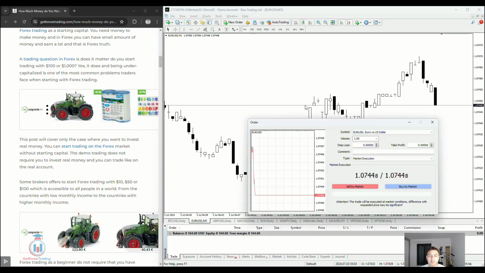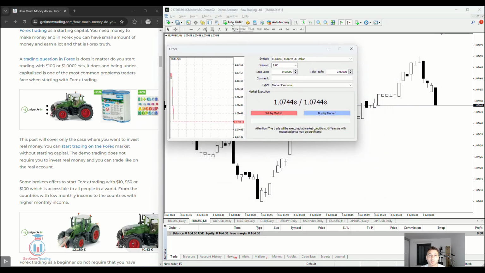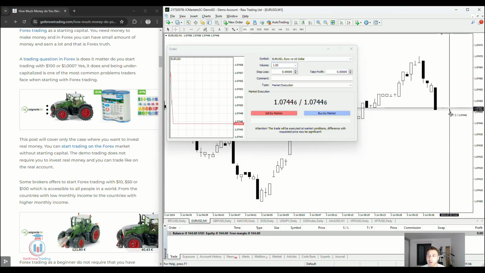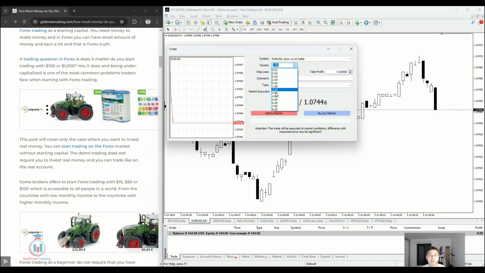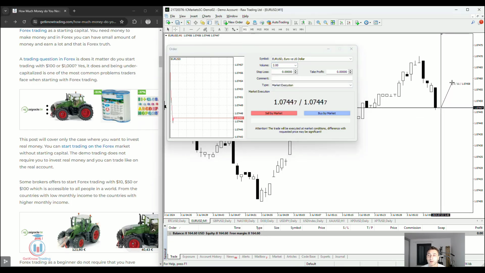And the lot size is something that you define here. When you click here, a new order window opens, and here you define the volume. When it says 1, that means 1 pip, which I have shown you, for example a 10 pips difference up or down, will be equal to $10. But if you increase this, for example, to 2, this means that this value of 10 pips, or of 1 pip, will be valued at $20. So this is what that means.